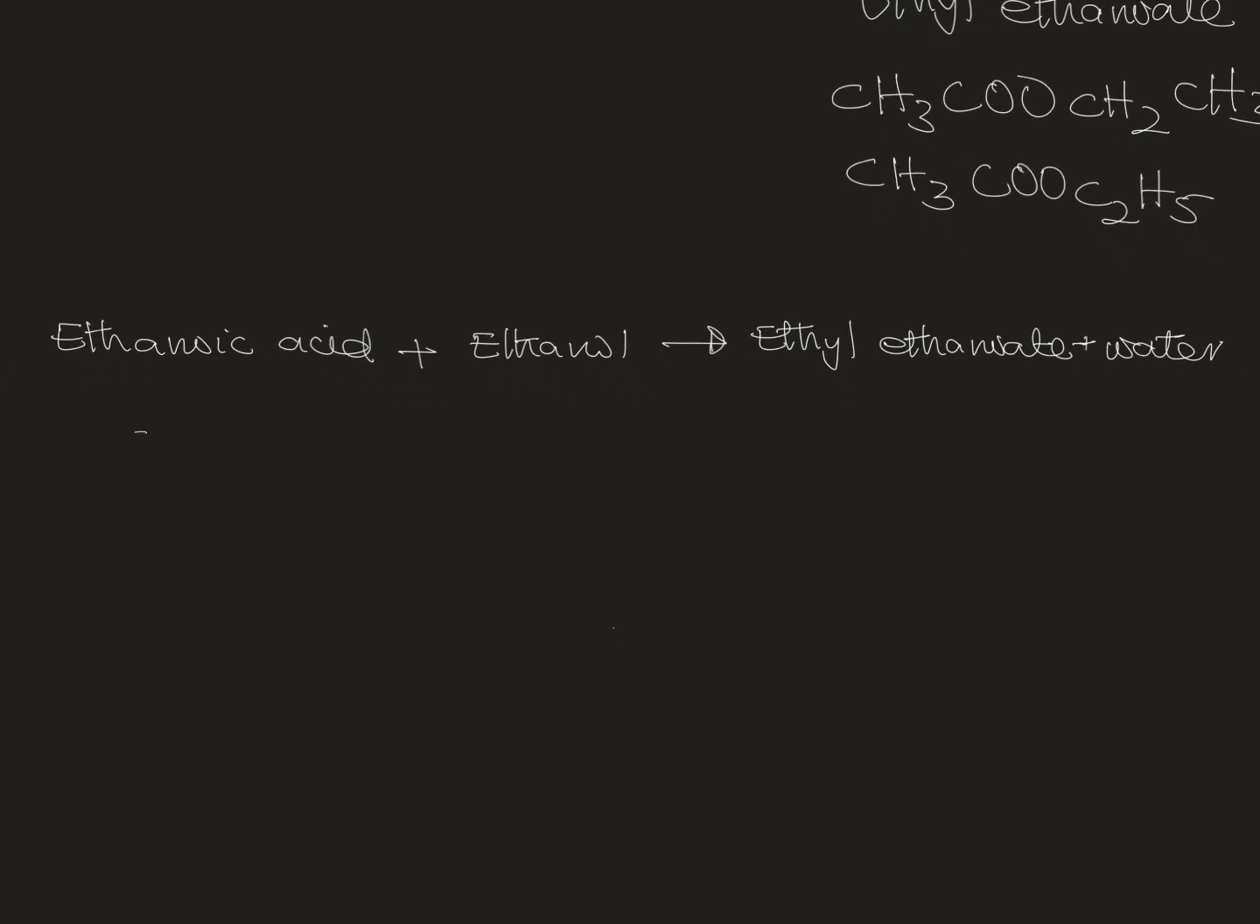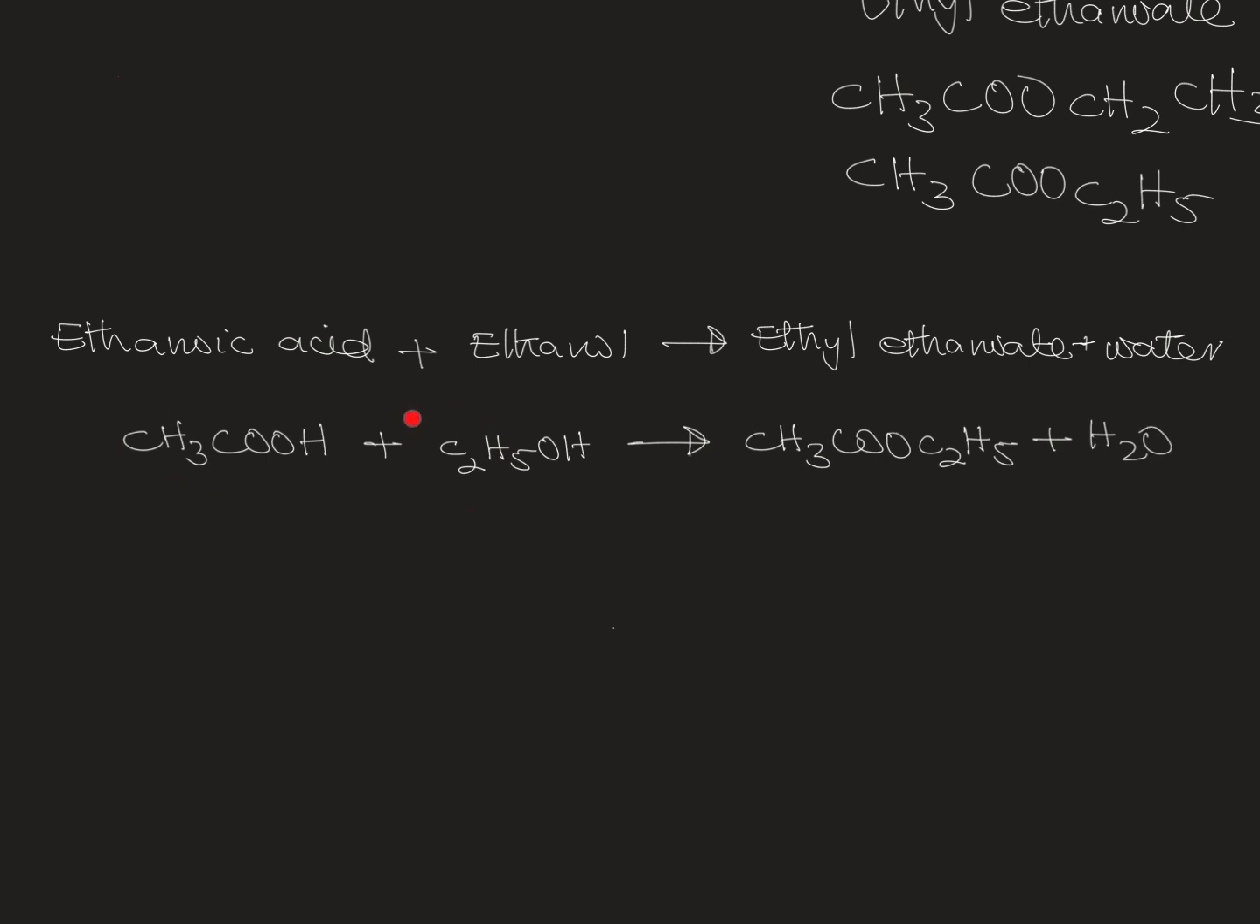So what is the formula for ethanoic acid? It is CH3COOH, right? What is the formula for ethanol? It is C2H5OH. This will give ethyl ethanoate, which is going to be CH3COOC2H5, then plus water.